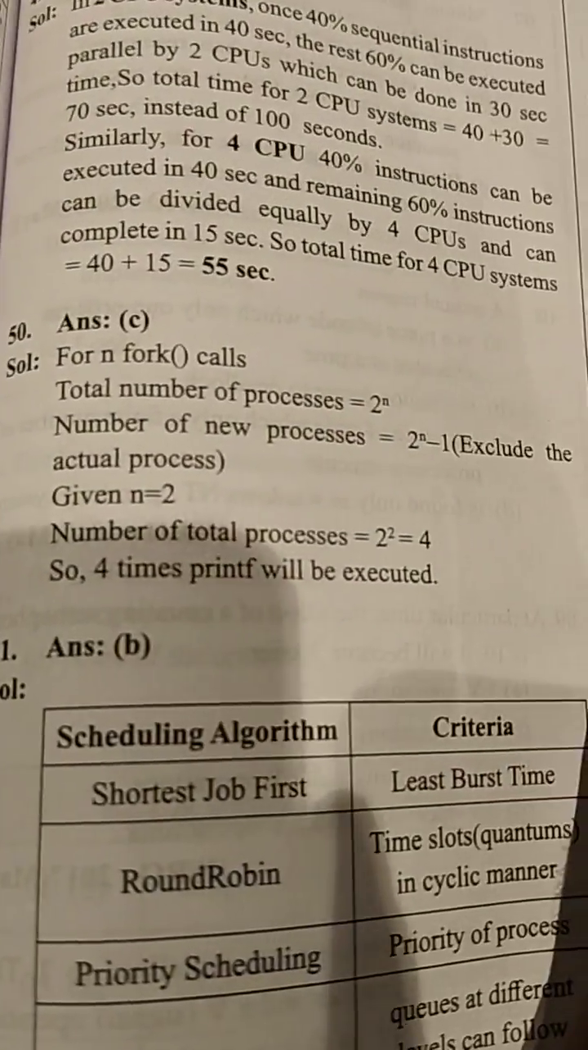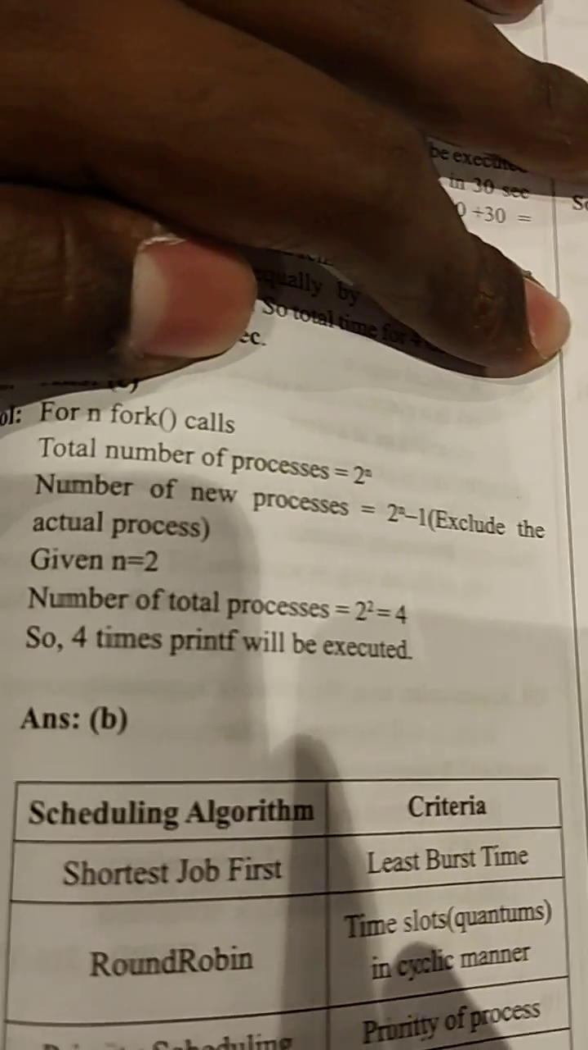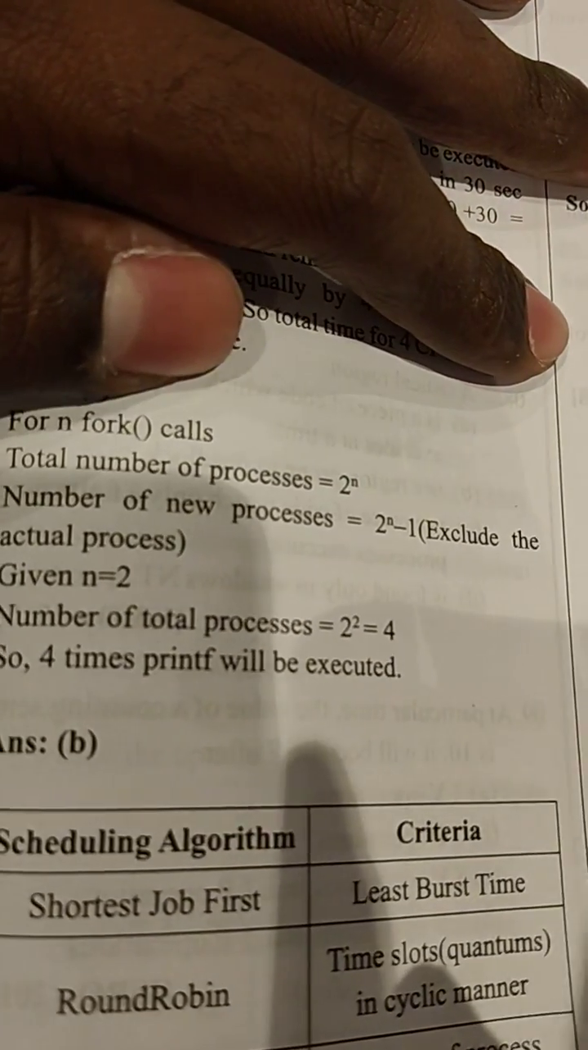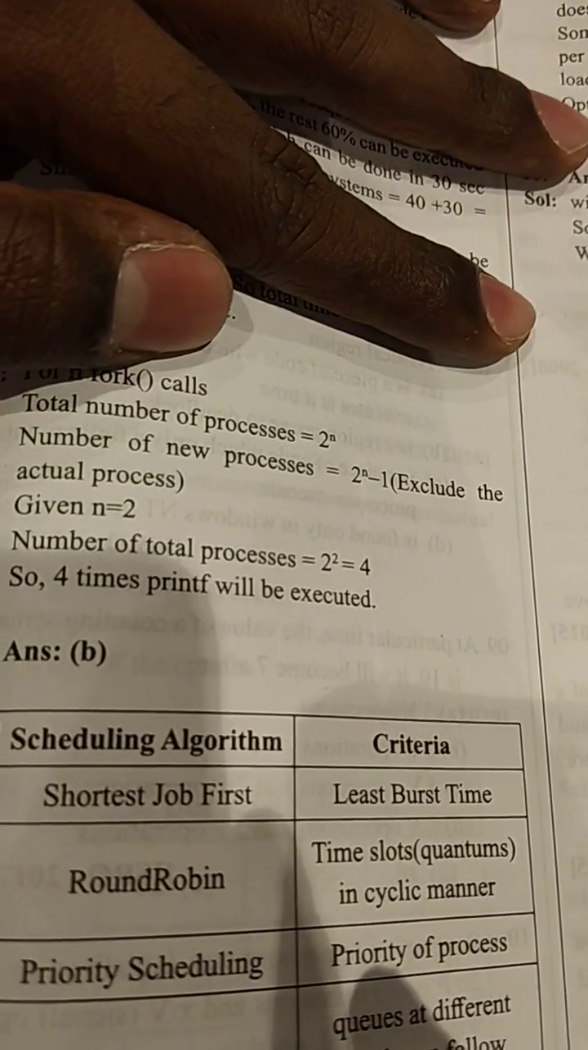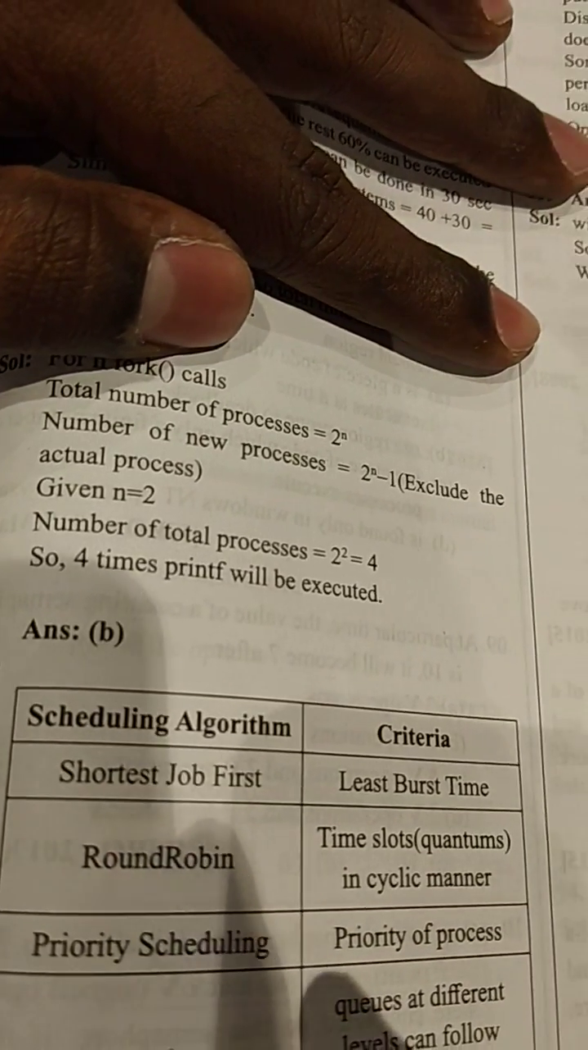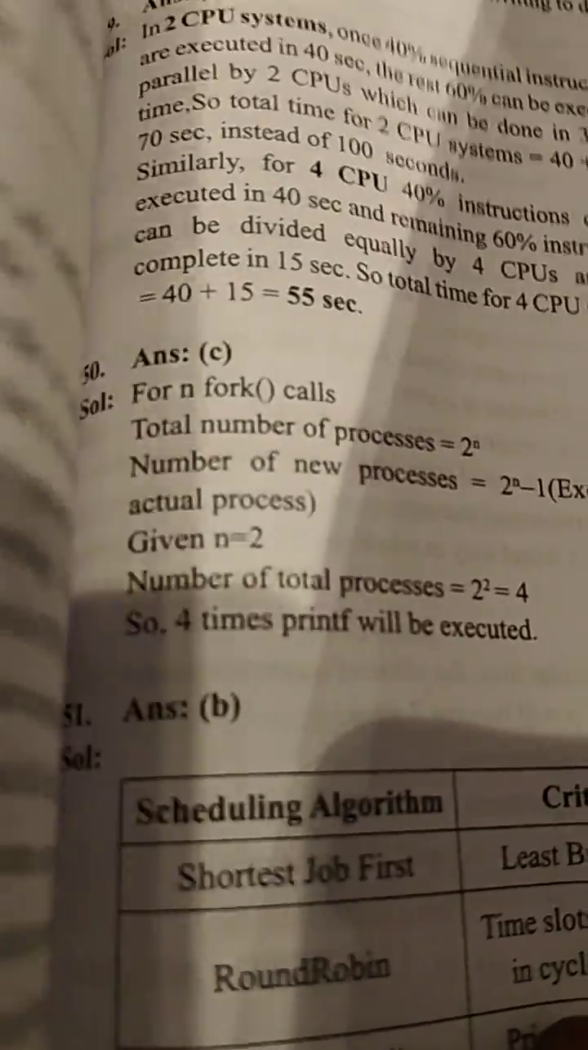In fork with n calls, the number of new processes is 2 power n minus 1, excluding the original process, and the total number of processes is 2 power n. Given n equals 2, the total number of processes is 2 power 2, that is 4, so printf will be executed 4 times.